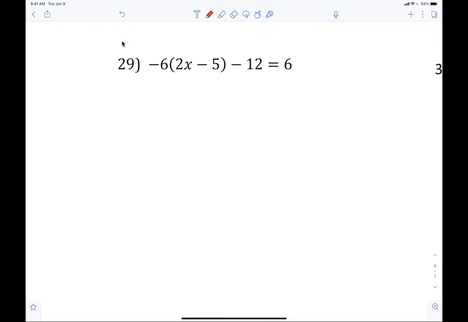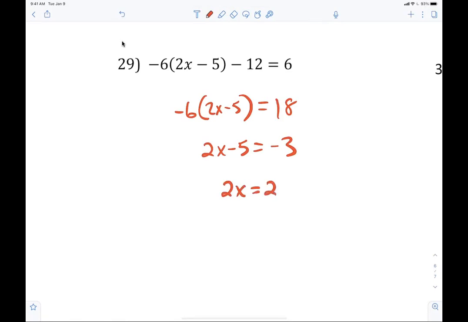Okay, I'm hoping everybody here can say I can do what to both sides? Add 12 first, right? Add 12. So 6 plus 12 is what? 18. Now what can I do? Divide by negative 6. 2x minus 5 equals negative 3. Everybody looking at that, right? Anybody have any issues? Good. All right, now add 5. What do I get? And when I finally divide, I get a what? 1.